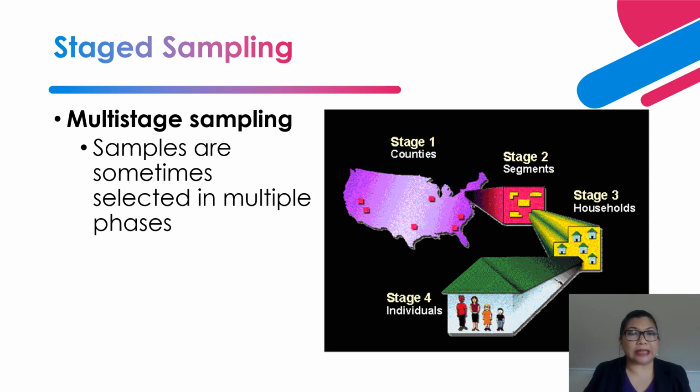Stage sampling is a multi-stage sample. So the samples are sometimes selected in more than one phase. For example, at the country level, you randomize, and then you go to the segments and randomize again, then to the household, and then you go to the individuals. So the sampling happens at different levels. This is what you call staged sampling or multi-staged sampling.